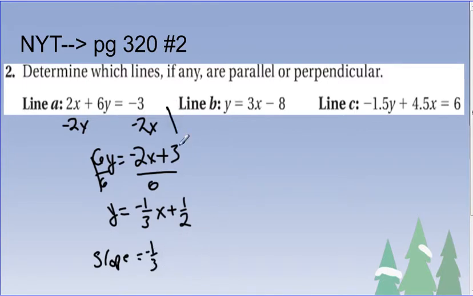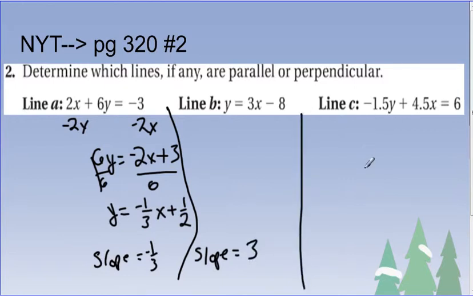That's line A. Line B. Ooh, lucky us. It's already y equals. So we can skip straight down here. Slope equals 3. And line C, ugly decimals, but not hard. Well, maybe hard, we'll see.